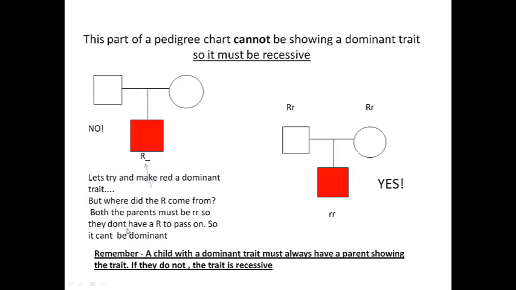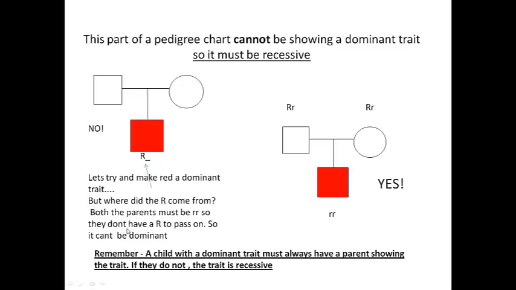The second pattern to look for is one that means it cannot be a dominant trait, therefore it must be recessive. Can we make the one on the left dominant? Well, there's the disease sufferer. We give them a capital R for dominant. But his parents, who don't have the disease, therefore must be recessive, little r, little r. So they can't have a big R to pass on. So again, this explanation is nonsense.